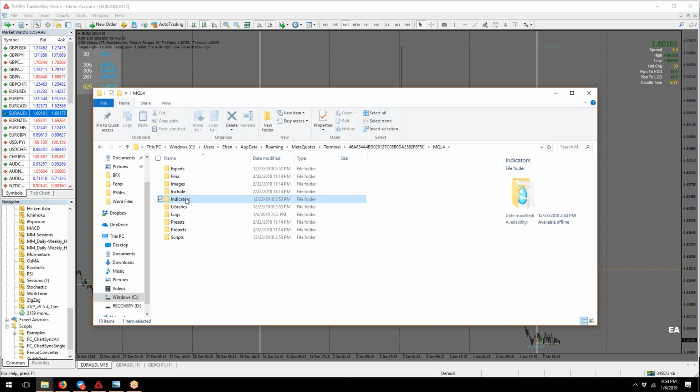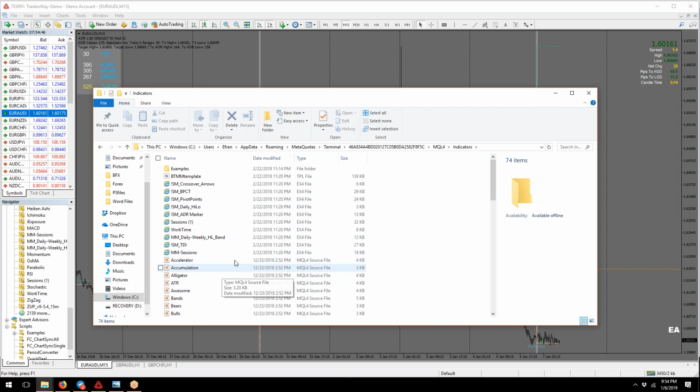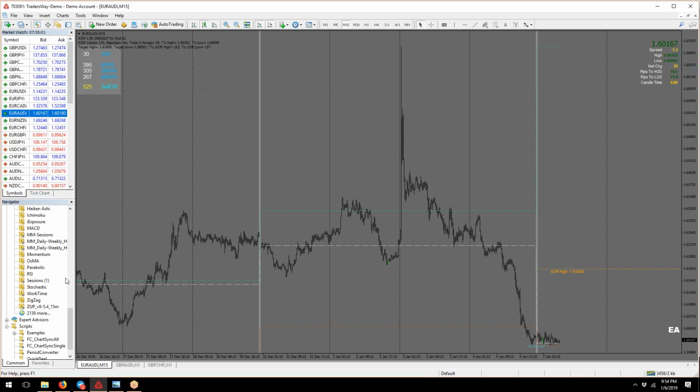You're going to go to Indicators. Anywhere here where it's blank, where it's white, or on this side, right click and paste. Paste it. When you paste it, you're going to see that it installed. Close this out. Come over here to your indicators. Right click, refresh, and you should have them like this.